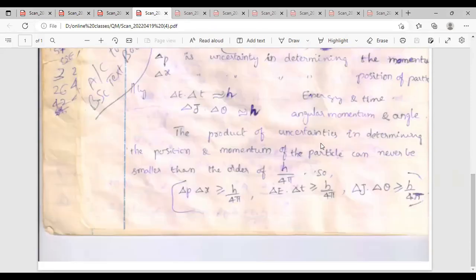Okay, the product of uncertainties in determining the position and momentum of the particle can never be smaller than the order of h by 4 pi. So, delta X into delta P is greater than or equal to h by 4 pi. Delta E into delta T is greater than or equal to h by 4 pi. Delta J into delta theta is greater than or equal to h by 4 pi.